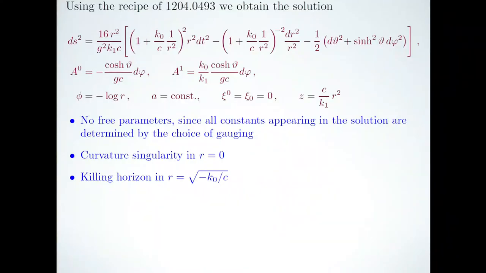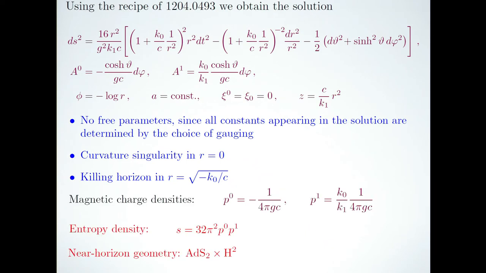You have a curvature singularity at R equals zero, and you have a Killing horizon at the square root of minus k zero over c. So this is a true BPS black hole with non-trivial phi that sits in the universal hypermultiplet and also running Z that sits in the vector multiplet. You have these magnetic charge densities that are given in terms of these constants that determine the gauging. And in terms of these, you can write the entropy density in this way. And you can easily see that the near horizon geometry is AdS2 cross H2.